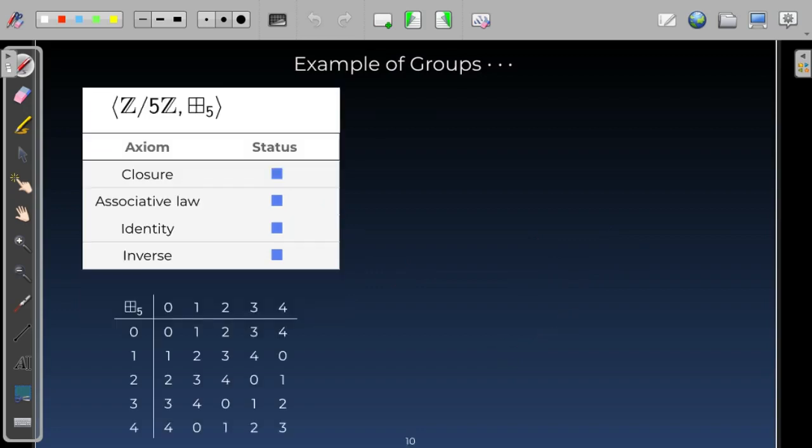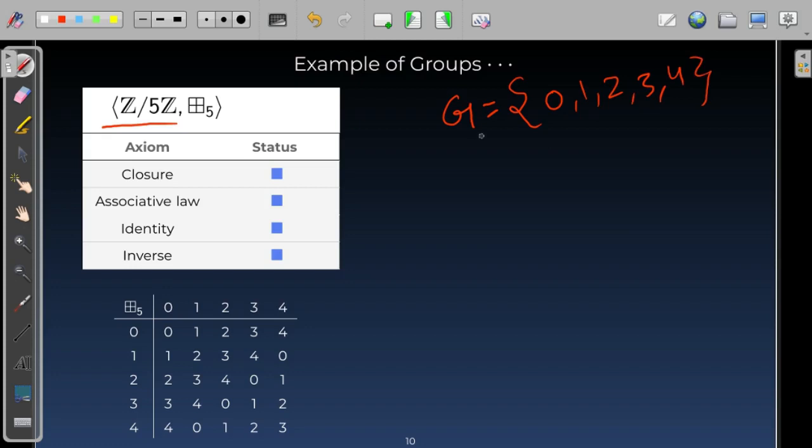Next example of a group is modulo 5 addition of integers. Now this notation here basically means Z divided by 5Z: when you divide any integer by 5, whatever the remainder is, that is going to be the set. So let me call this set G, and this set G is going to have 5 elements: 0, 1, 2, 3 and 4, because these are the remainders that you can get when you divide any integer by 5.